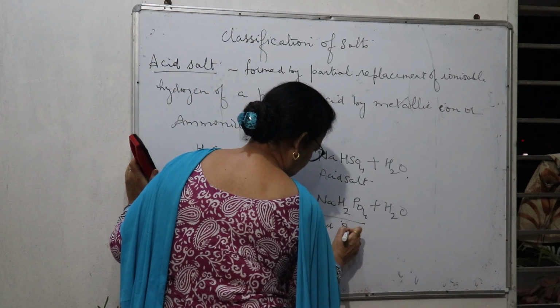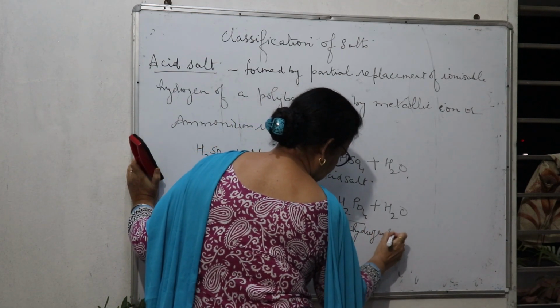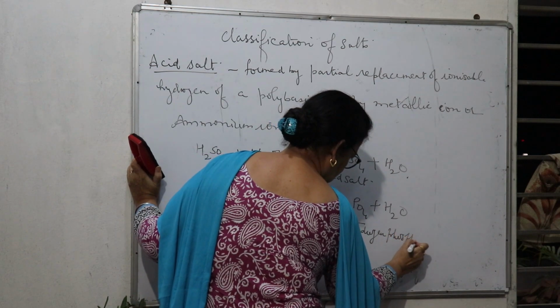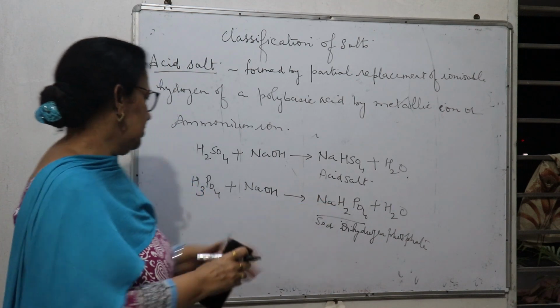Sodium dihydrogen phosphate. Because hydrogen is still there in the salt, this is an acid salt.